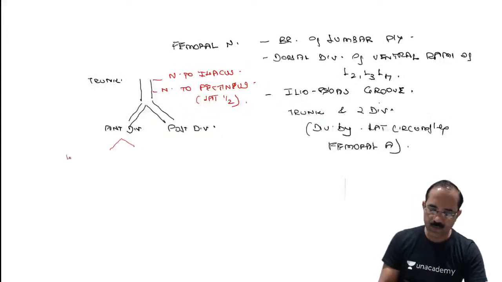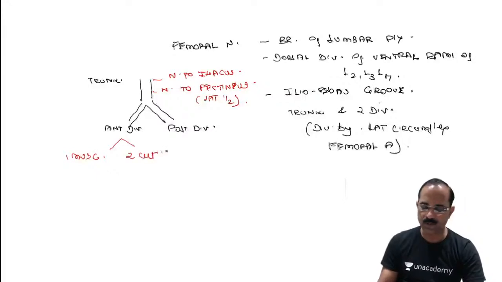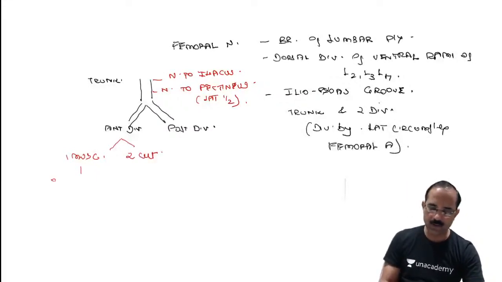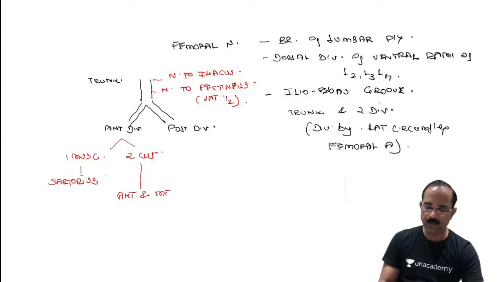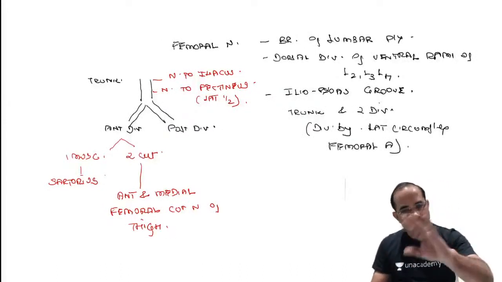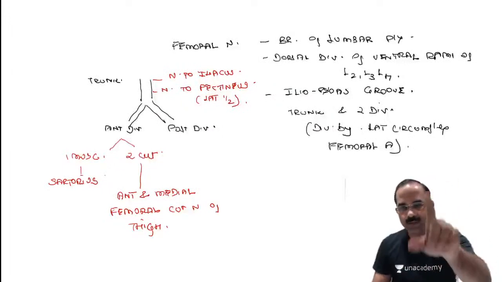Anterior division gives one muscular branch and two cutaneous branches. One muscular, two cutaneous. One muscular branch is given to sartorius, and two cutaneous branches, that is the anterior and the medial femoral cutaneous nerves of thigh. Anterior and the medial femoral cutaneous nerves of thigh.